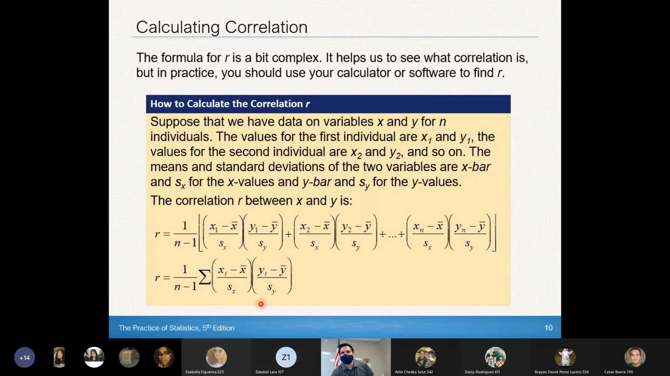We can write this in less notation using this form here. r equals 1 over n minus 1 times the sum of the standardized scores for x and y, essentially. That's not technically what these are called. They don't have a specific name, but they look like what we do to standardize a score. And if we go back to just what z equals, we're multiplying those together. It's a lot. Your calculator will do this for you.